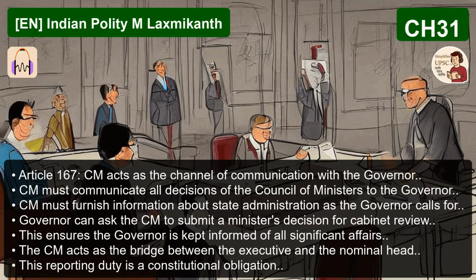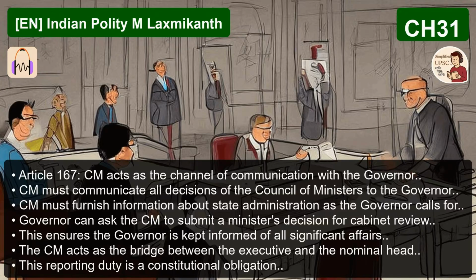Okay, now let's look at the CM's relationship with the governor. This is defined mainly by Article 167. Article 167 is crucial. It positions the CM as the main channel of communication between the governor and the Council of Ministers. The governor, as the constitutional head, has a right to be kept informed. And Article 167 makes it the CM's duty to provide that information. It does. There are two specific duties. First, the CM has to furnish the governor with all information about the administration of the state and any proposals for new laws. It's a regular reporting duty.